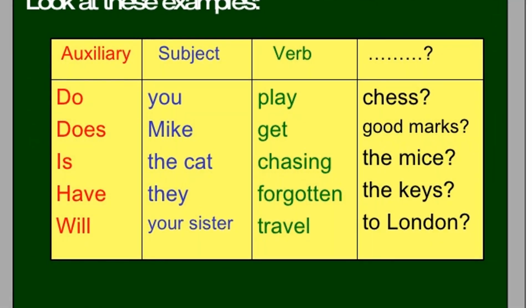What about this? Look at these examples, please. Auxiliary verb, subject, verb. As you can see, do you play chess? Does Mike get good marks? Is the cat chasing the mice? Have they forgotten the keys? Will your sister travel to London? So because of this, we have the present simple, and auxiliary verbs in the present continuous, the present perfect and the future simple. These are the auxiliary verbs, with some examples to be clear about this. Read them, please. Read them very well. Let's complete.